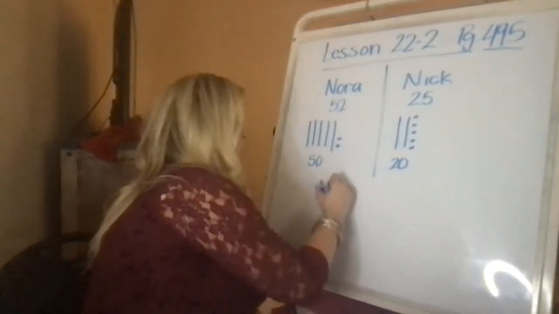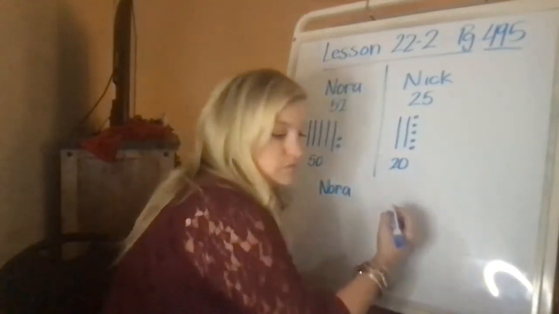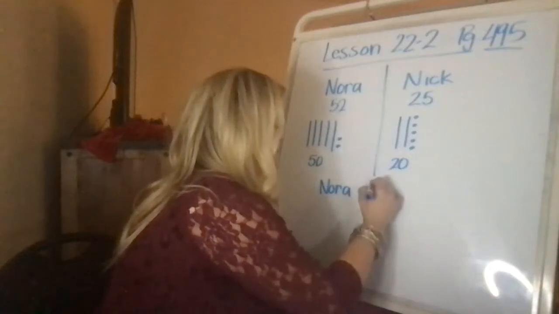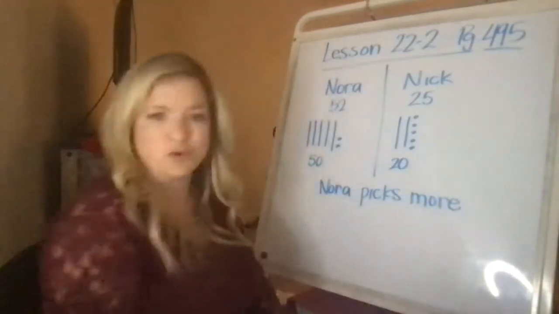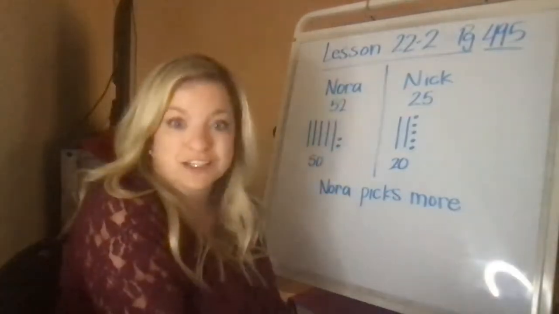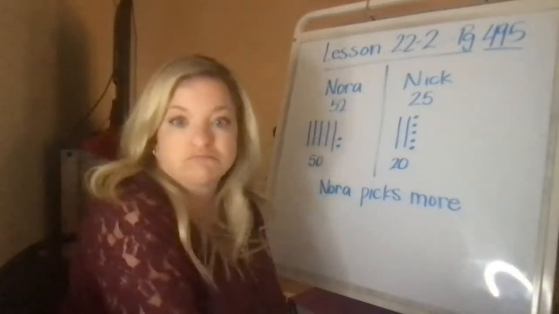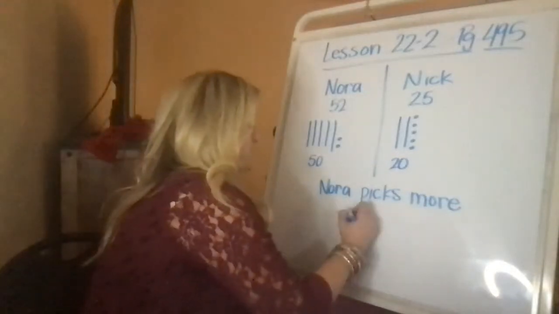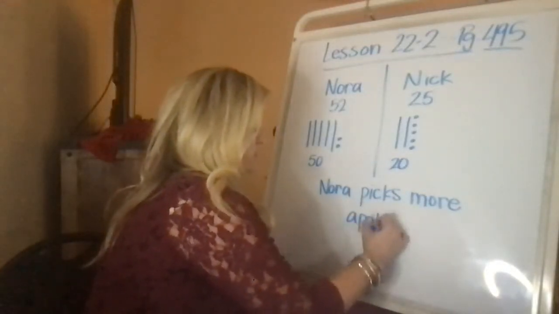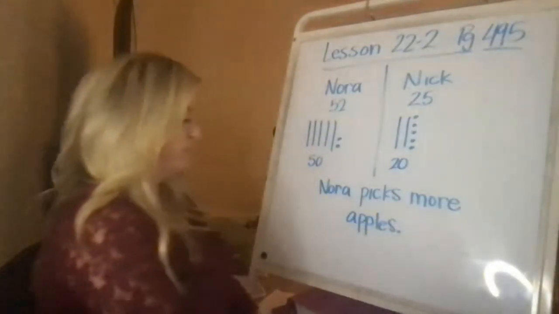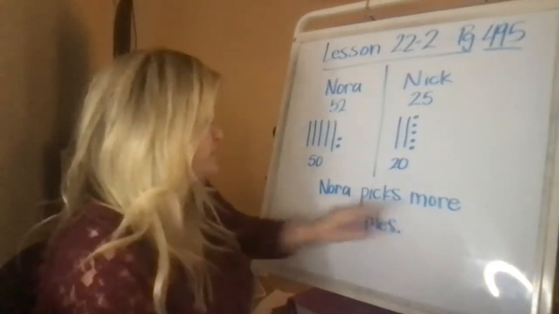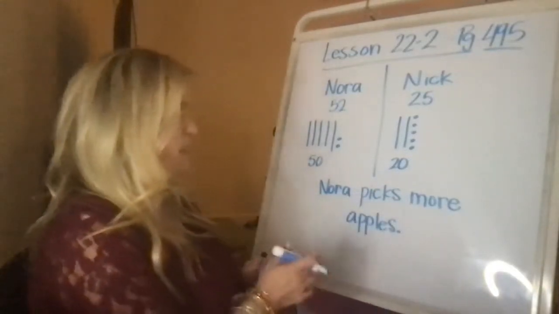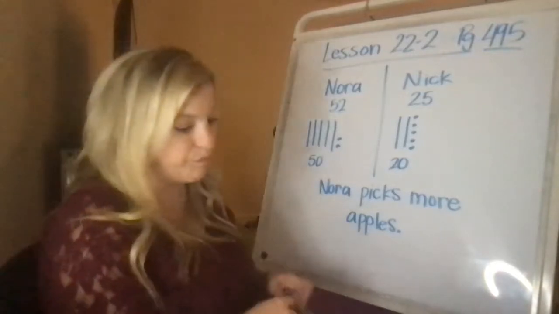So you would write Nora picks, and then it has to be a complete sentence. You can't just say Nora picks more. Nora picks more what? Picks more berries, picks more for her lunch. Nora picks more apples. You have to tell them what she picks more of, okay? So beautiful handwriting, finger spaces, capital to start, punctuation to end, and it makes sense.